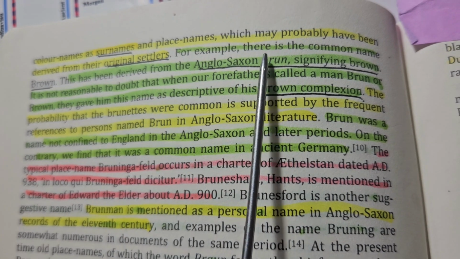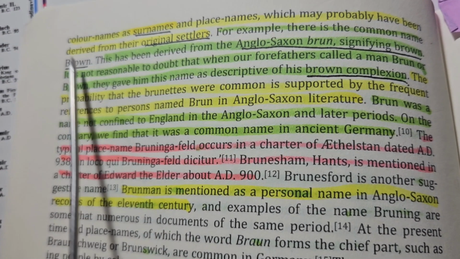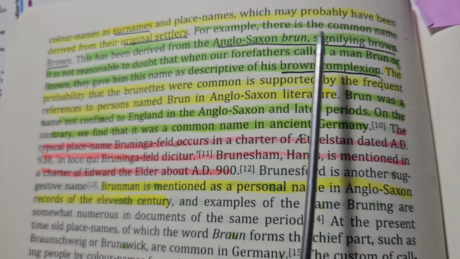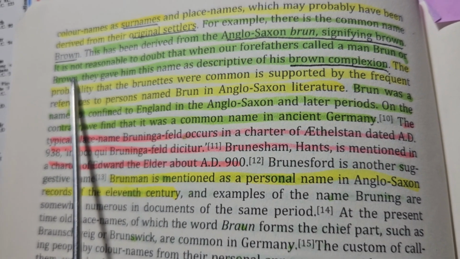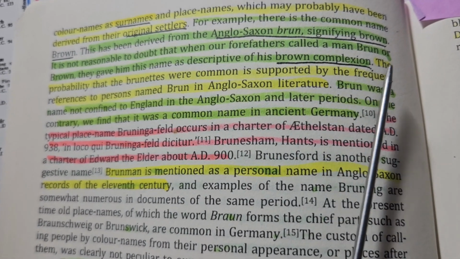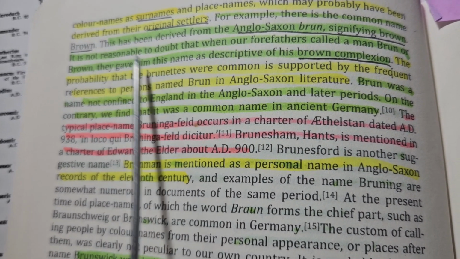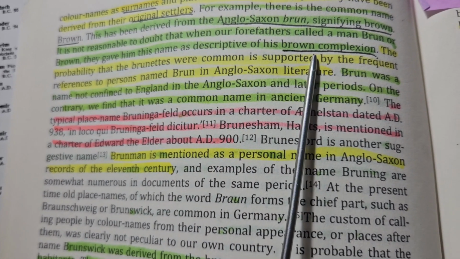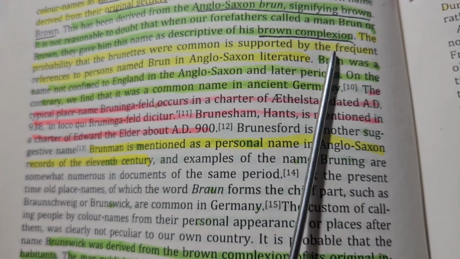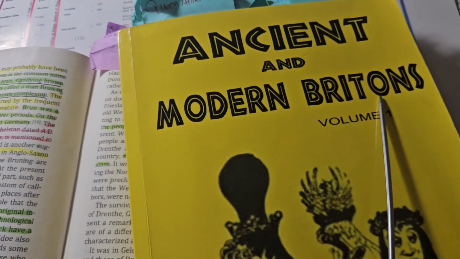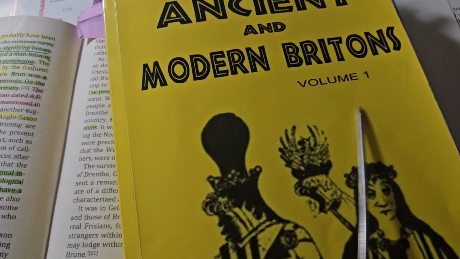For example, there is the common name Brown. This has been derived from the Anglo Saxon bron, signifying brown. It is not reasonable to doubt that when our forefathers called a man Bron or Brown, they gave him this name as descriptive of his brown complexion. And how do we know that? So we're in this book again, Ancient and Modern Britons, Volume 1. Let's look up surnames.